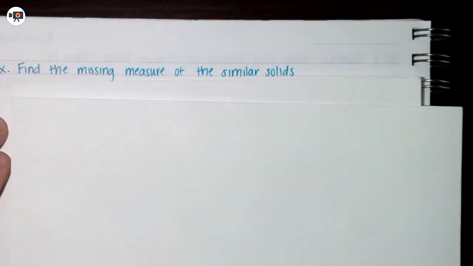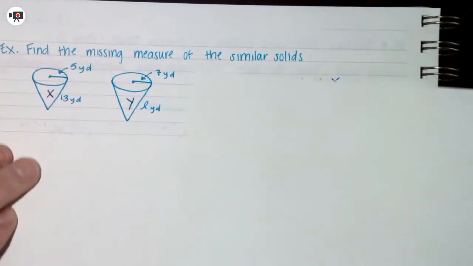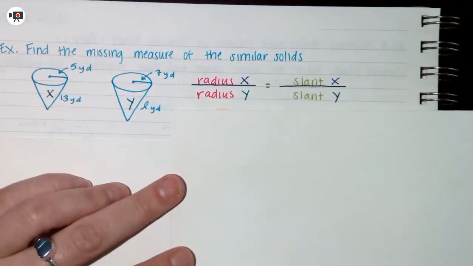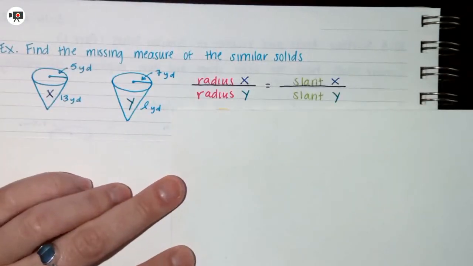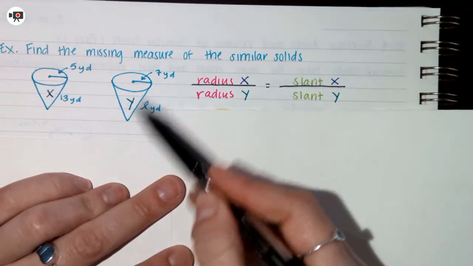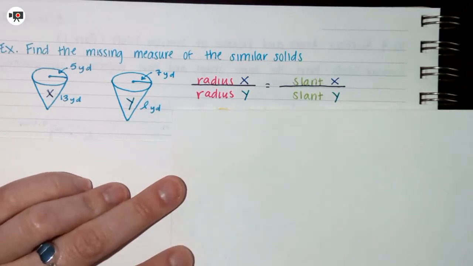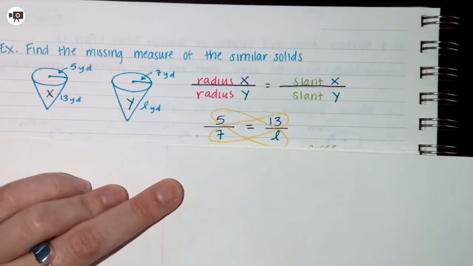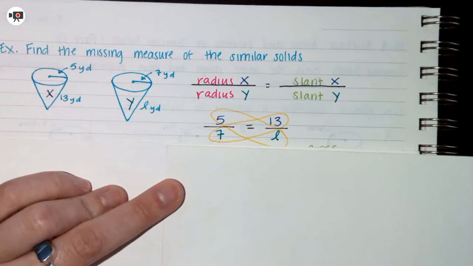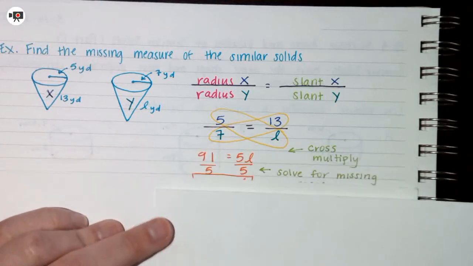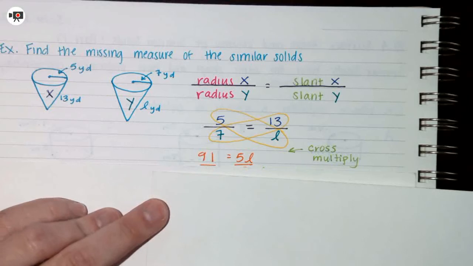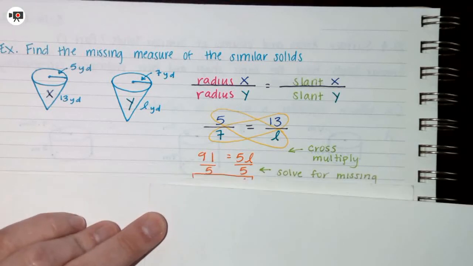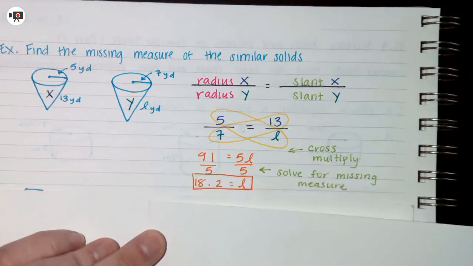So to find the missing measure of the similar solids, I'm going to set this up so I have the radius of x over the radius of y equals the slant, that's this diagonal edge, slant of x over slant of y. So that's 5 over 7 equals 13 over L, because I don't know the slant of y. Then you cross multiply, and you get 91 equals 5L, divide each side by 5, and solve for L, and L is 18.2.